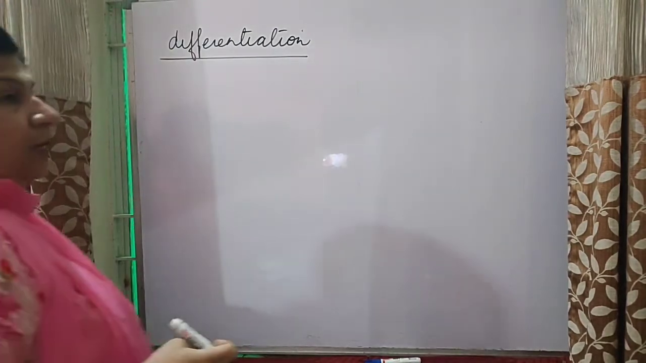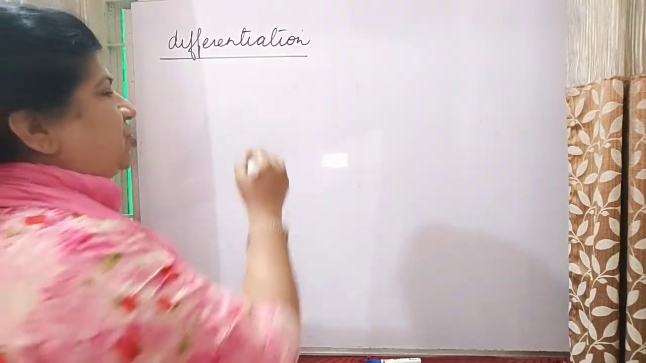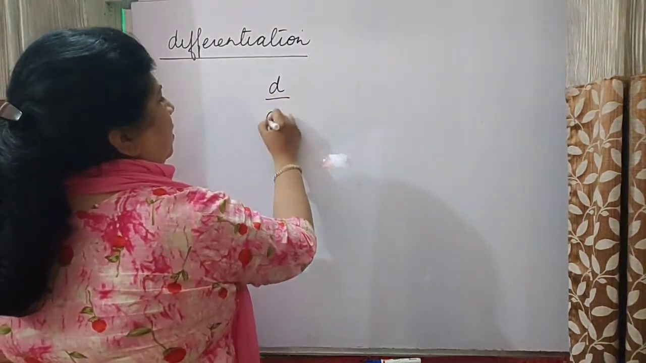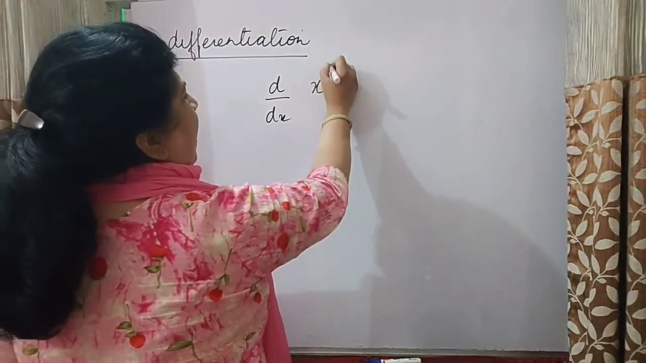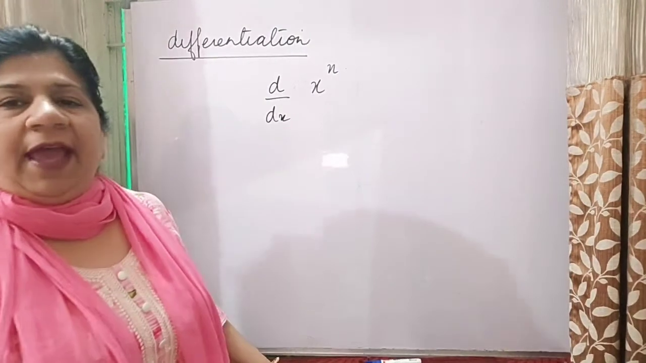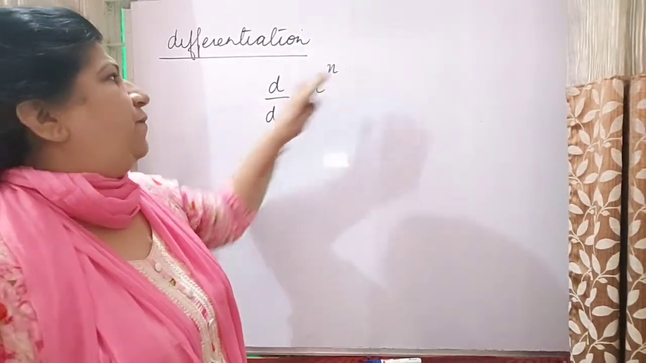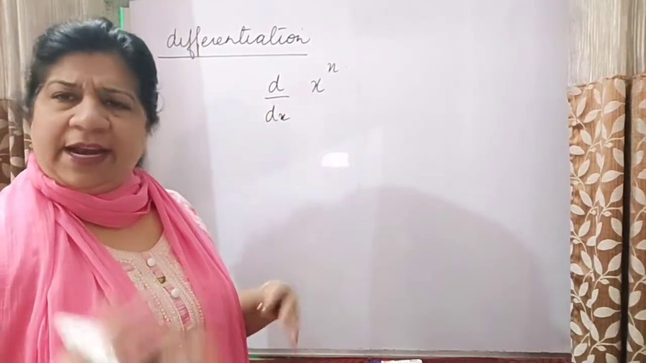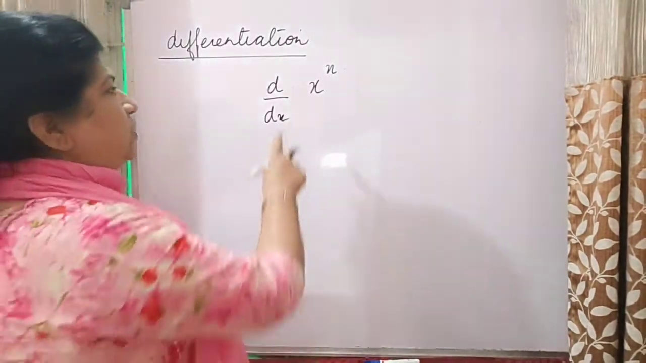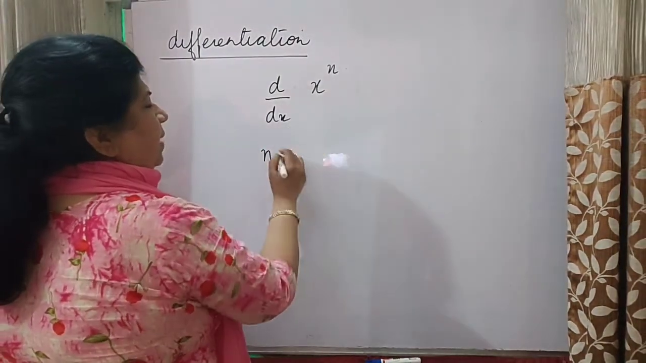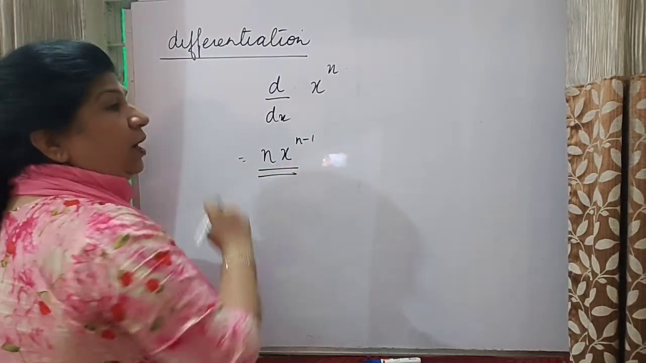The way of writing differentiation is d dx. This is the symbol, and if we are differentiating any term with a power of n, the basic formula is that we are differentiating x to the power of n with respect to x. ये सारे details आप maths में पढ़ेंगे. I'm just telling you the formulas, that what is applied, right? So this will give you n. This n comes here, x n minus 1. This becomes the answer for differentiation.